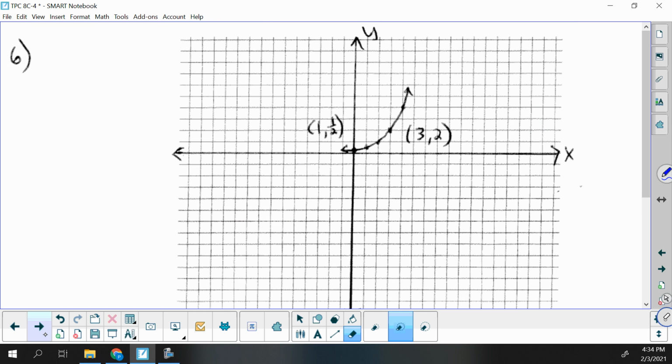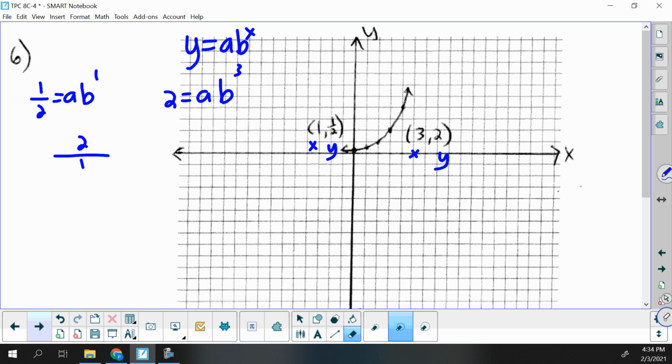And our last problem for this video, same idea. We're going to start with y equals a times b to the x. We have our x's and our y's, so we'll sub those in. Our first equation will have 1/2 equals a times b to the first. Our second equation will have 2 equals a times b to the third. We're going to divide our equations. 3 is the bigger exponent, so that one will come on top. We'll have 2 divided by 1/2 is equal to ab to the third over ab to the first.